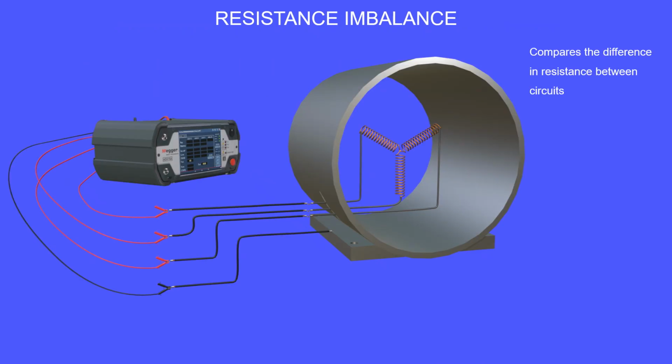Resistance imbalance: compare resistance between phases. Resistance imbalance is used to interrogate windings for differences due to loose connections, or possible hard phase-to-phase shorts or misconnections.